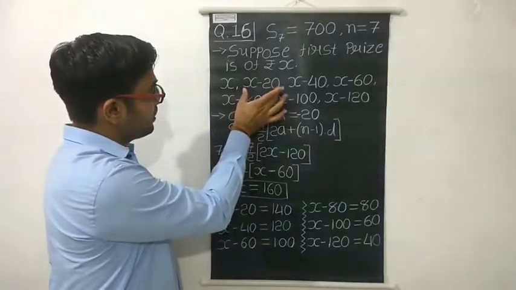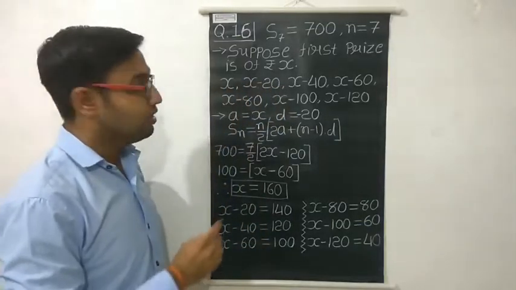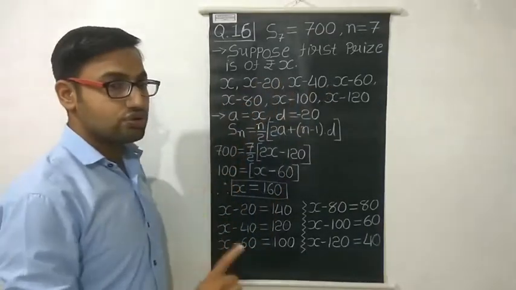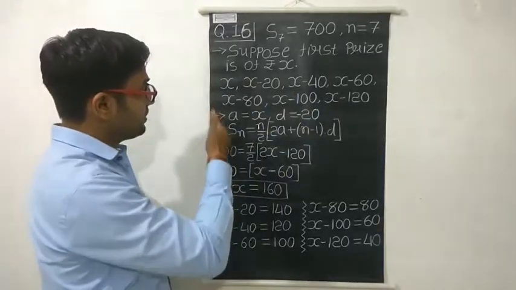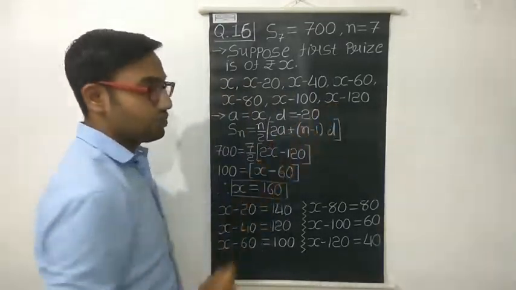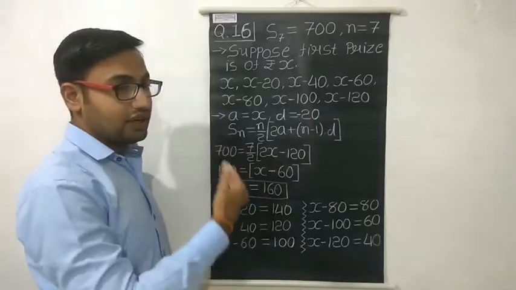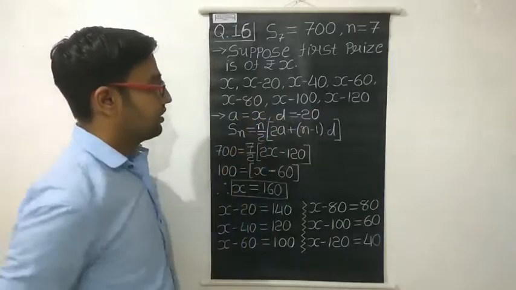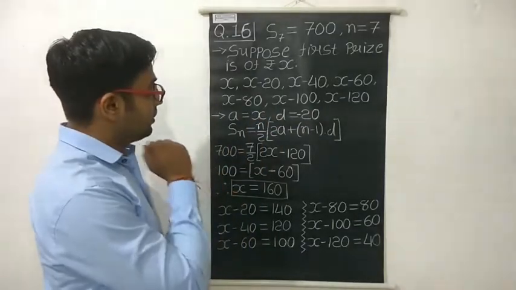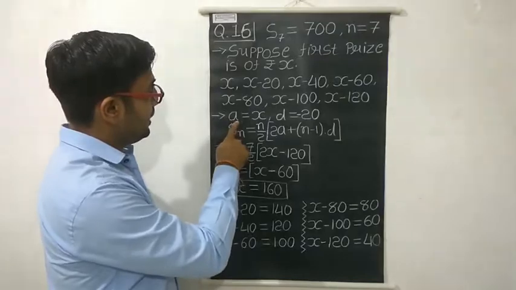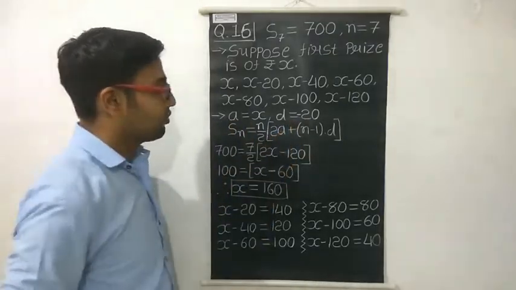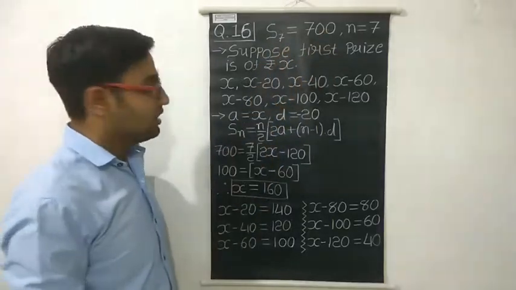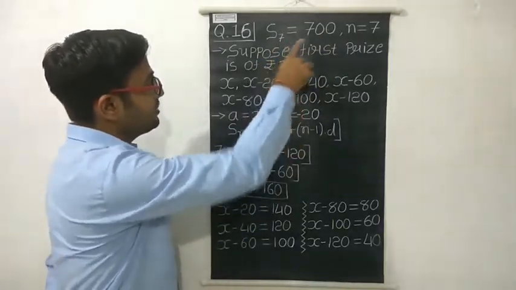Okay? So this becomes an AP. Why? Because the difference between these two terms is minus 20, and the difference between these two terms is also minus 20. As we go from the first student to the seventh student, the prize decreases by 20 rupees each time. That is why the difference is minus 20. So now we have the first term of this AP, a, equal to x, and the common difference equal to minus 20. We are given the sum of all the prizes, which is 700.